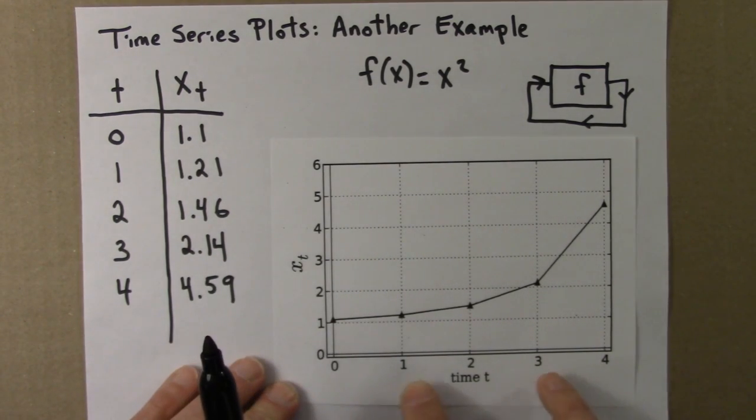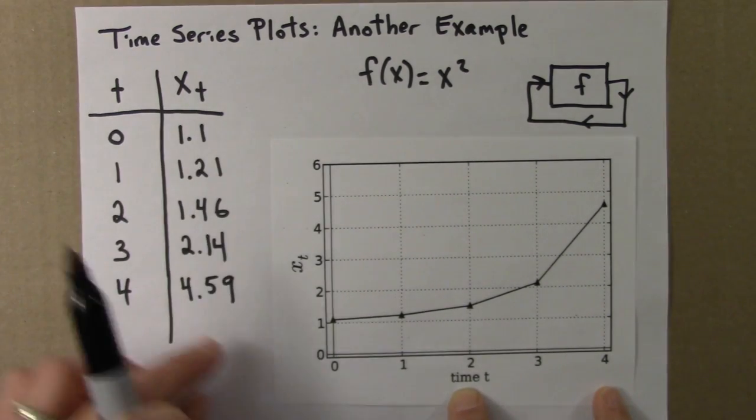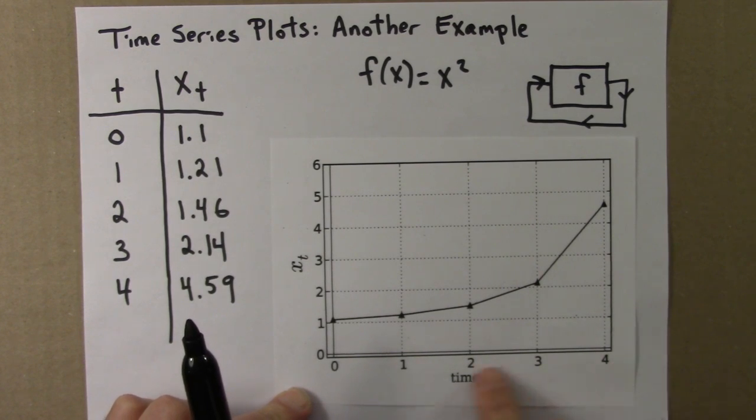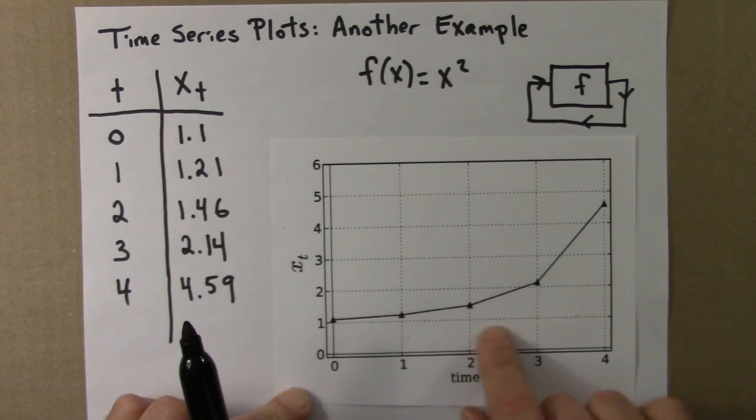So the idea behind a time series plot is pretty straightforward. Calculate the orbit and then just plot the successive values left to right. They're a good way to see if the orbit is growing or shrinking or doing something else.